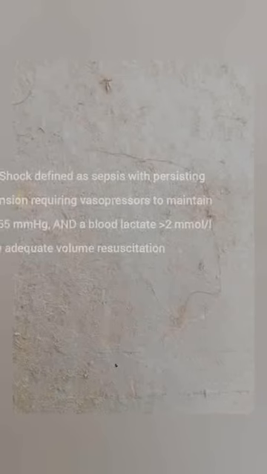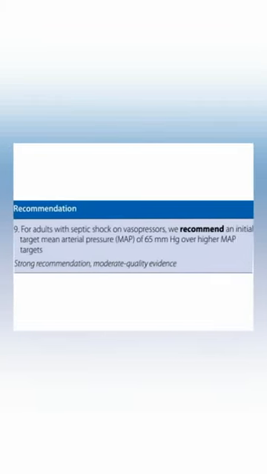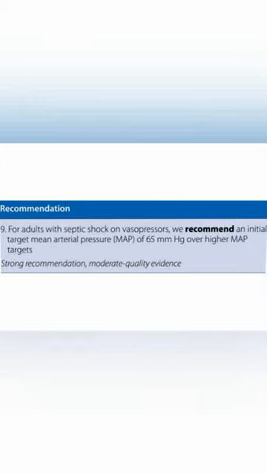So this is septic shock. Septic shock is defined as sepsis with persistent hypotension requiring vasopressor to maintain MAP above 65 millimeters of mercury and blood lactate above 2 millimoles per liter despite adequate volume resuscitation. Surviving Sepsis Campaign recommends initiation of vasopressor to target MAP 65 millimeters of mercury or above.